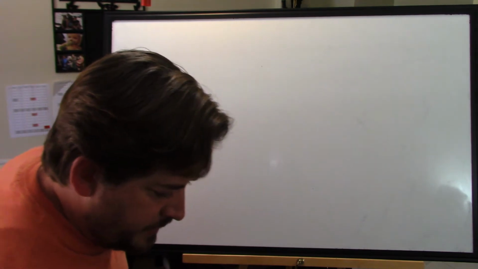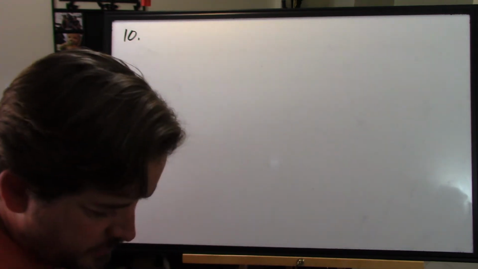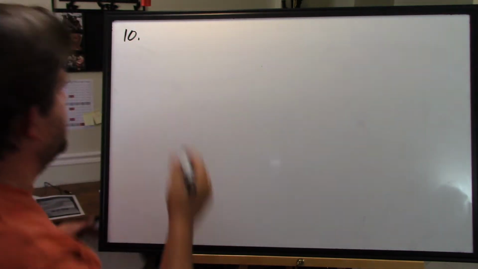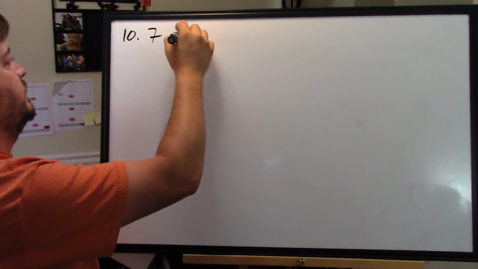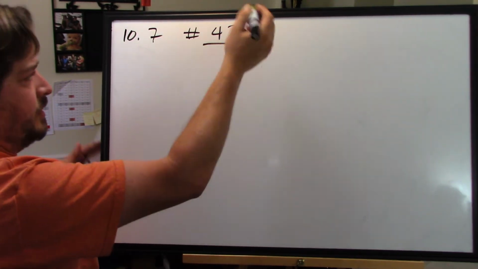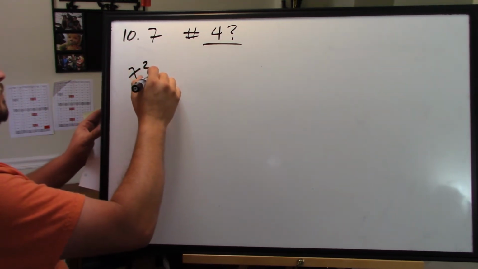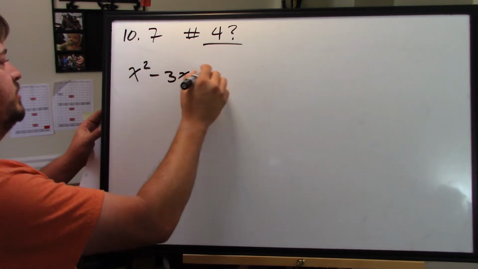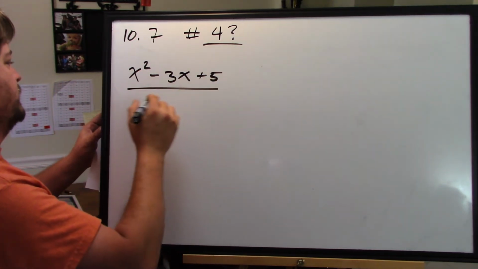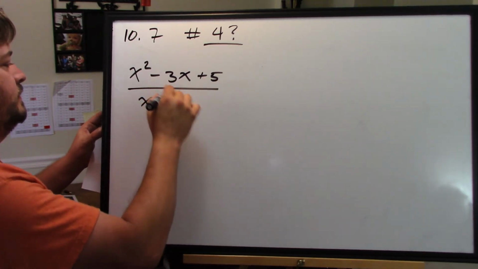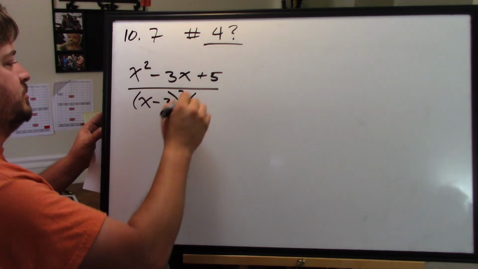All right. Let's take a look at, well, I didn't write this one down as well. I think it's number 4 though. So let's take a look at number 4, possibly number 4. This is section 10.7. Maybe 4. But it's x squared minus 3x plus 5 over x minus 3 squared times x plus 2.